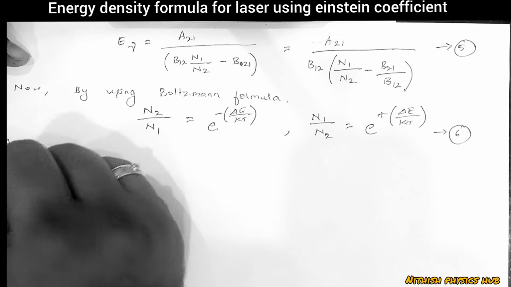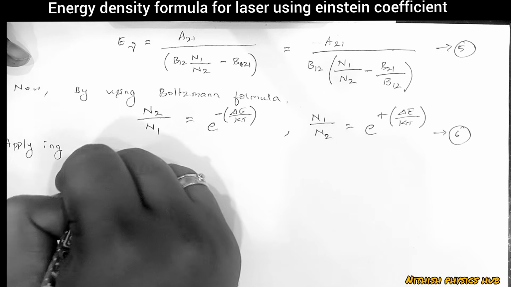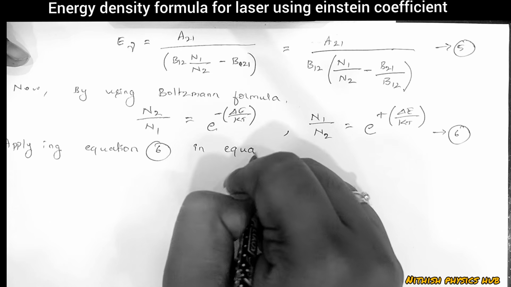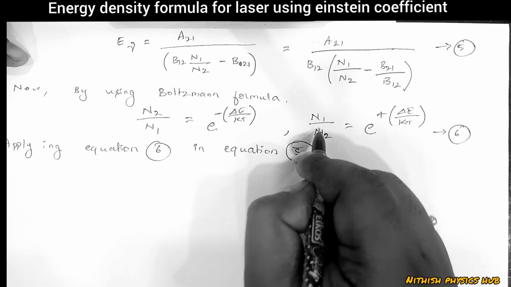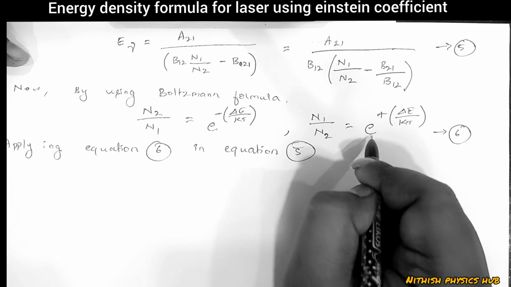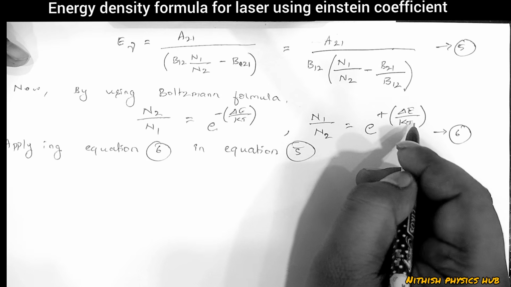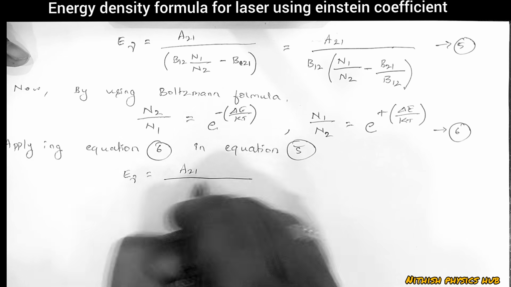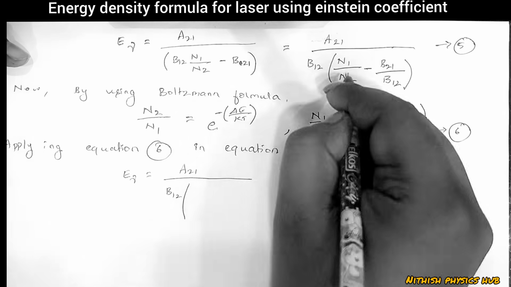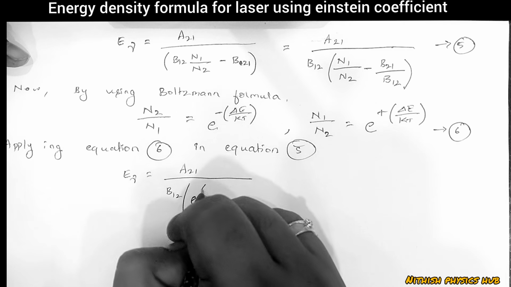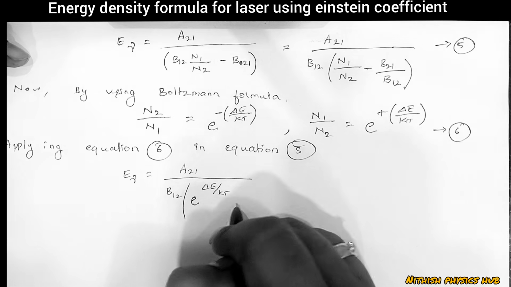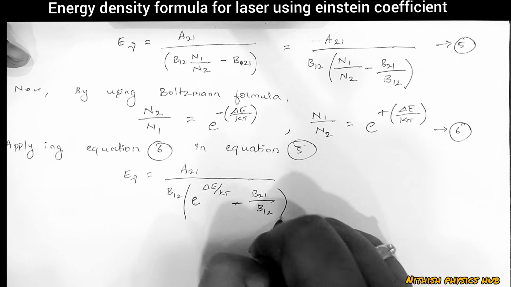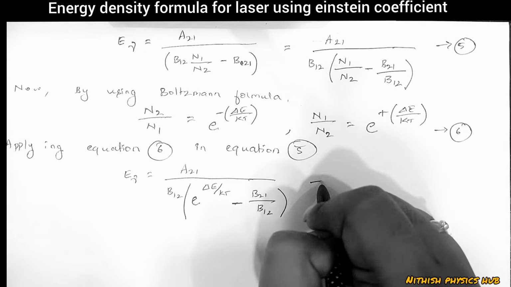Applying equation 6 in equation 5, what will be happening? I will be applying the N1 divided by N2 value as e to the power of delta E divided by kT. So the energy density formula will become A21 divided by B12, times e to the power of delta E divided by kT, minus B21 divided by B12. Just I will rearrange this equation. Take it as equation number 7.